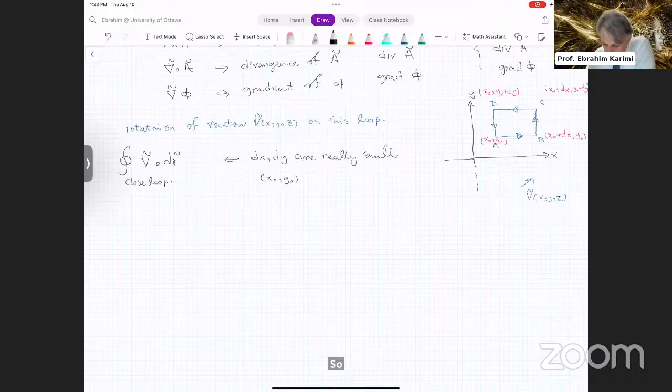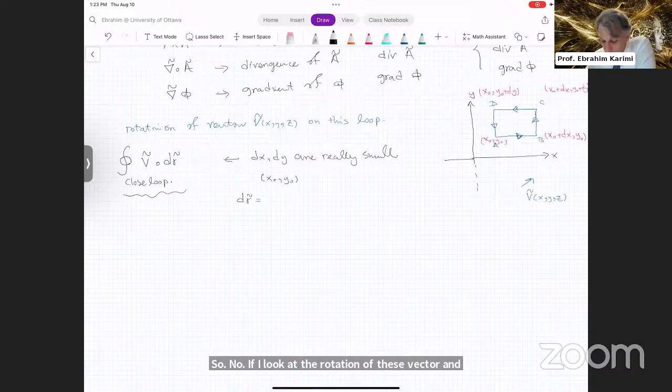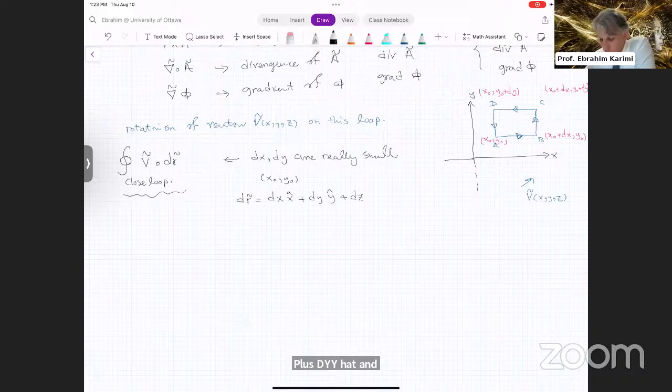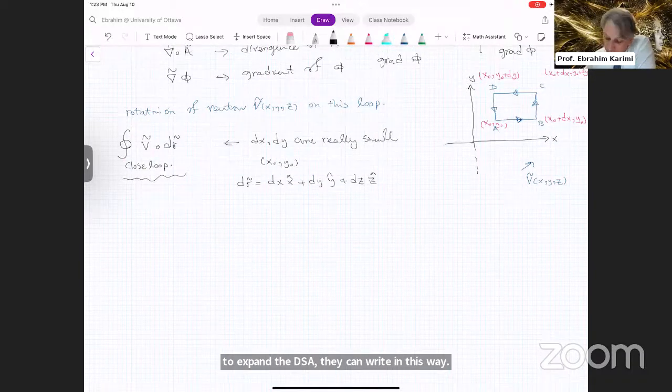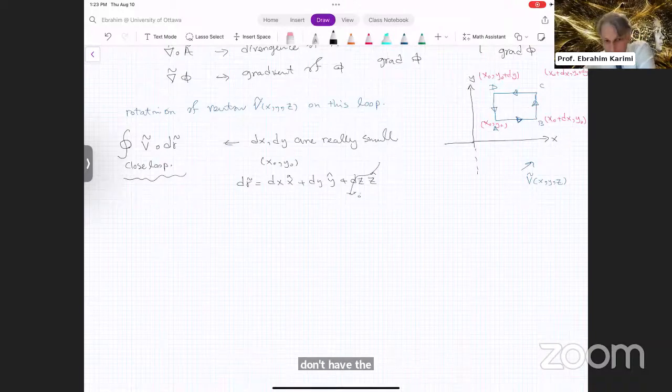Now, if I look at the rotation of this vector, note that dr is an infinitely small or incremental displacement, which is dx x hat plus dy y hat, and also dz z hat, which if someone wants to expand it, yes, they can write it this way. But we are in this plane, so we don't have the dz, so essentially it is equal to 0. But in general, it can be in the three-dimensional way.